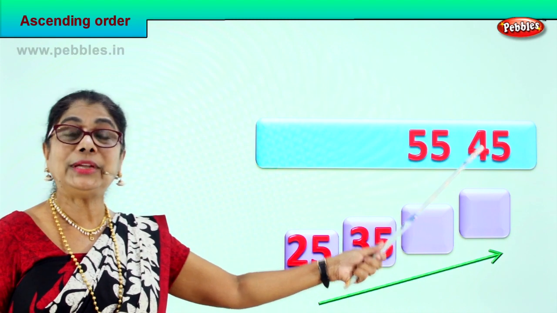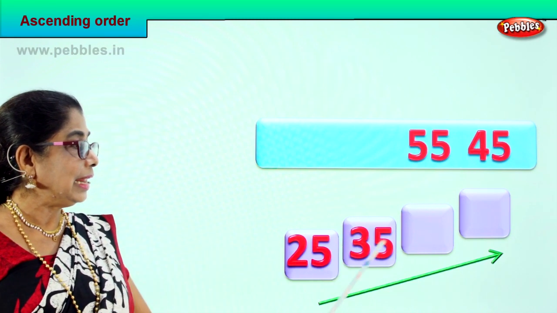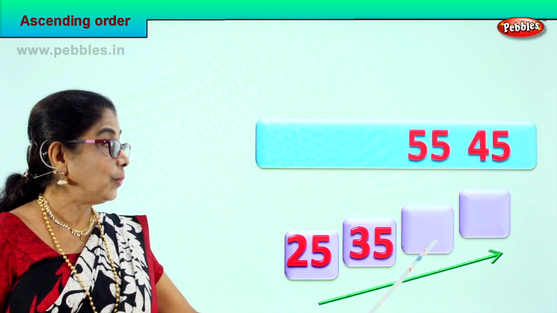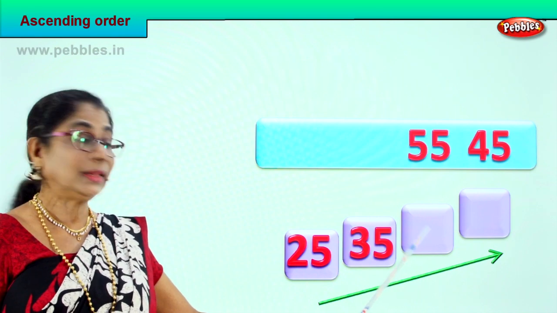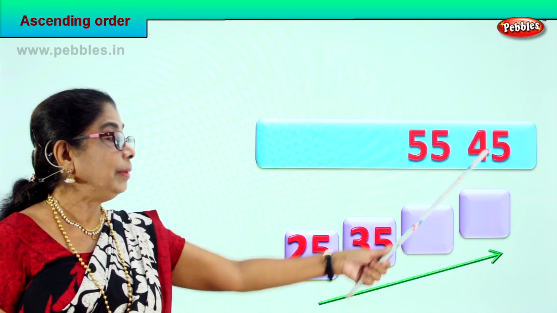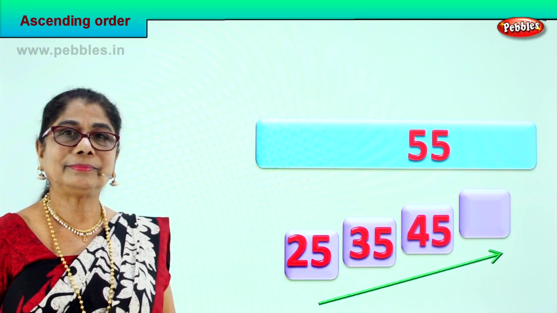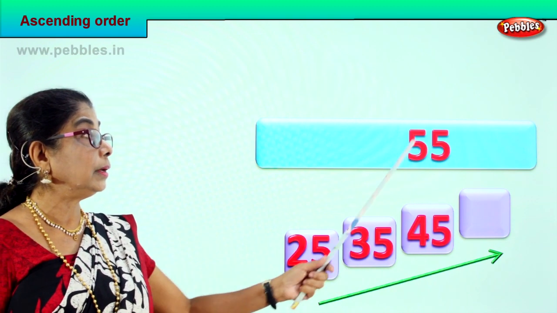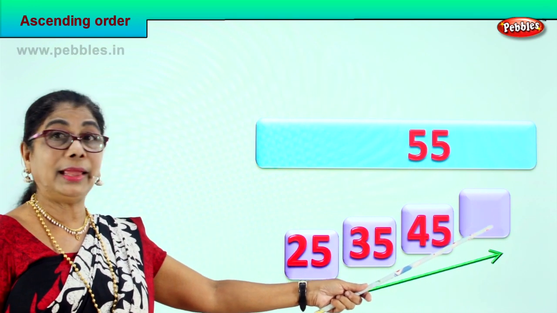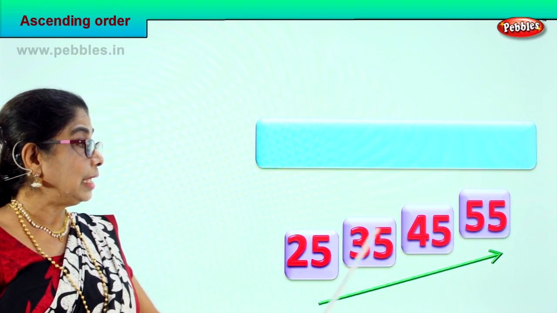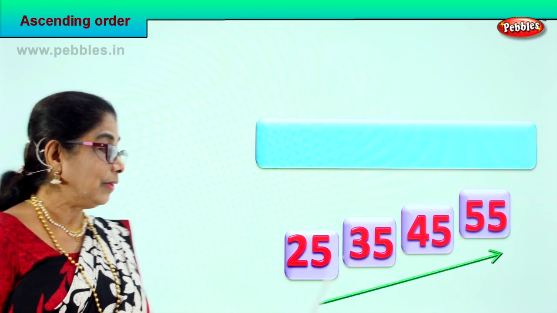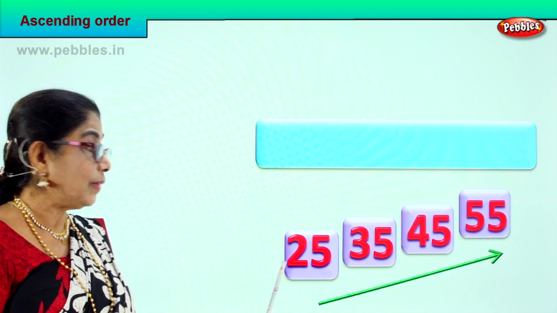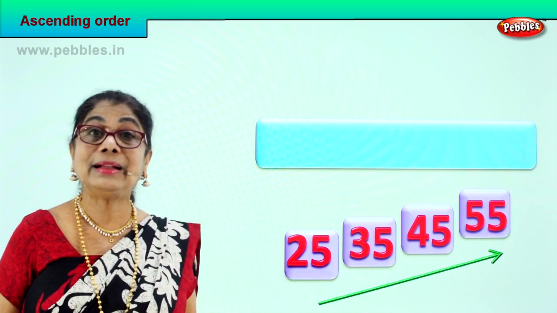Next, then we go on to the 4 tens. We have 2 tens, 3 tens. Then we bring down the 4 tens, 5 ones. So we have 45 here. 25, 35, and we bring down the 45 here. 25, 35, 45. Now we bring the biggest number, 5 tens, 5 ones, down there. So you have 2 tens, 3 tens, 4 tens, 5 tens. We have arranged the numbers from 25 to 55 in ascending order. 25 being the smallest and 55 being the biggest.